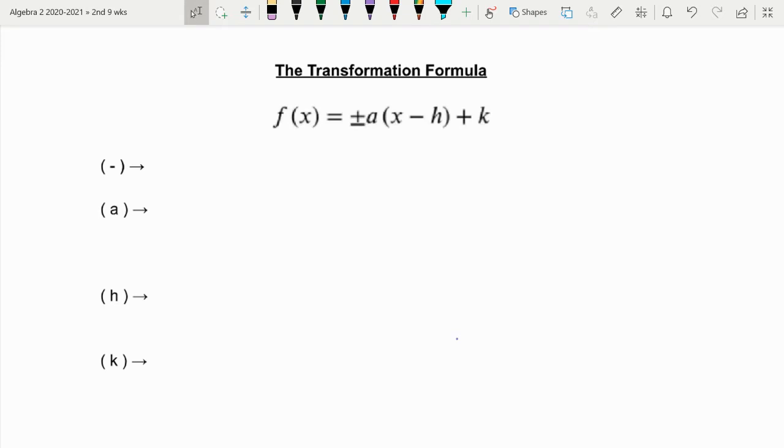So we have f of x, and f of x is the same thing as y equals. And the function part is a function of x. That's what the f means. And like I just said, it applies to all the parent functions. We're going to go through this formula from left to right. So f of x, same thing as y. And then we have plus or minus. Plus doesn't really do anything for us, but sometimes it's a minus, and minus tells us something. If there is a negative in there, that is going to be a reflection about the x-axis.